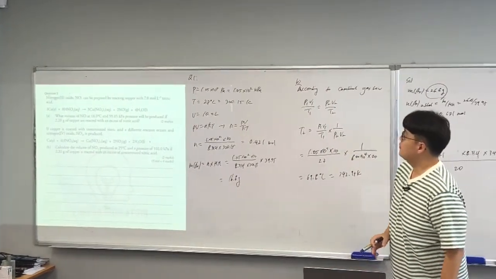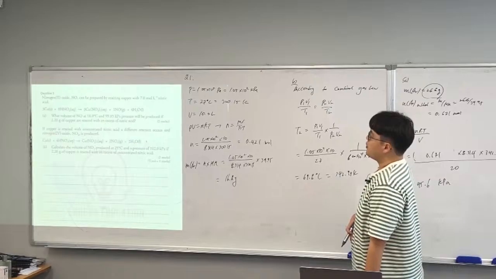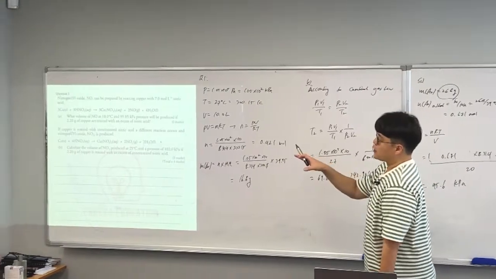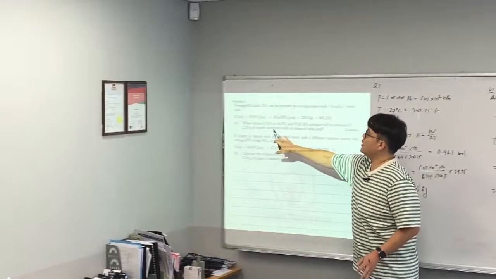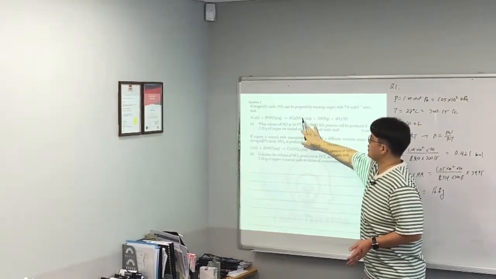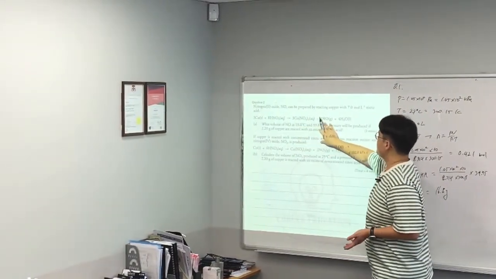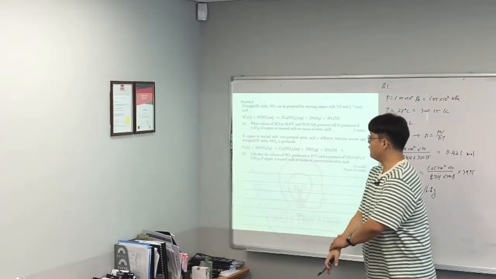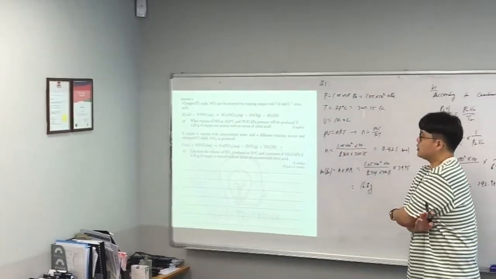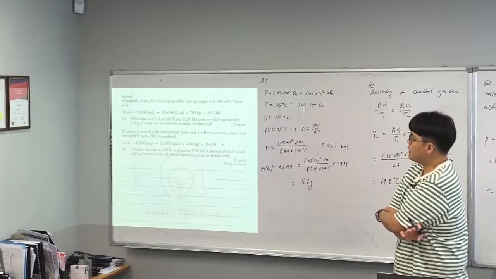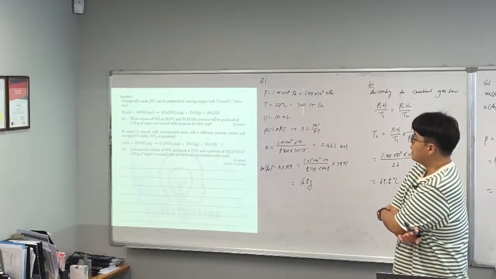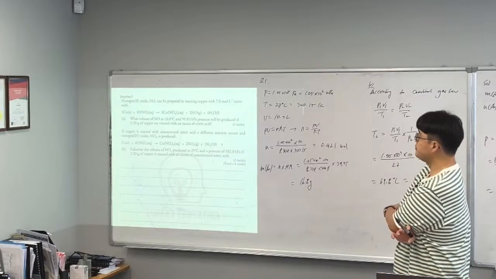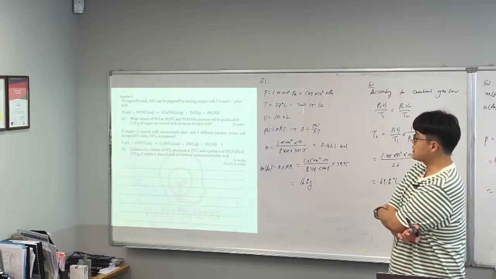Question 2. Nitrogen monoxide, NO, can be prepared by reacting copper with 7 molar nitric acid. So the reaction is given as 3 copper reacting with 8 nitric acid, producing copper nitrate, nitrogen monoxide gas, and H2O. So A: what volume of NO at 18 degrees Celsius and 99.85 kilopascal pressure will be produced if 2.2 grams of copper are reacted with an excess of nitric acid?